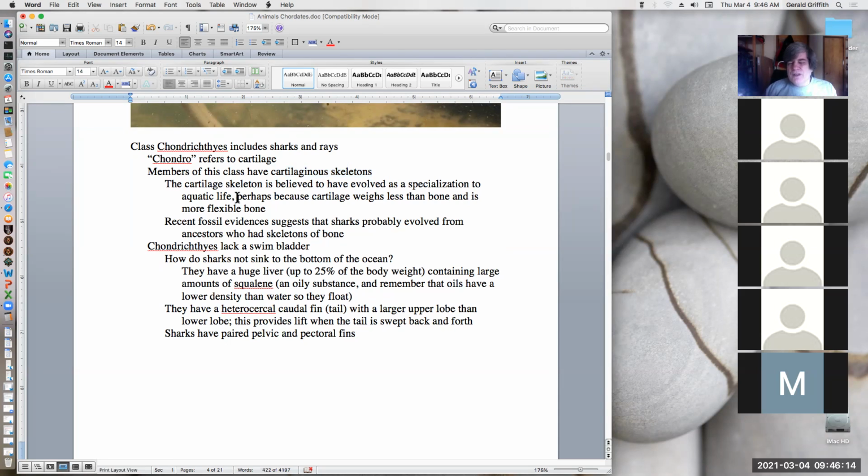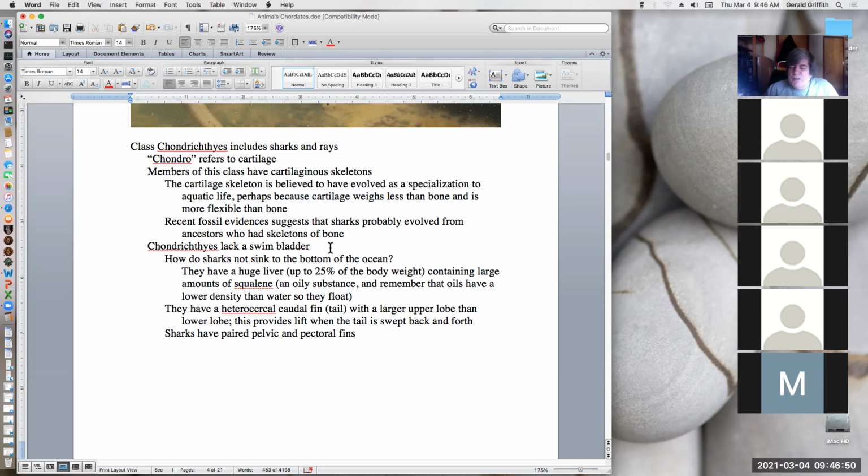Now we think the reason that this group evolved skeletons of cartilage is because cartilage weighs less, which helps them stay afloat in the water, and it's more flexible than bone. One of the reasons that weight is important is because chondrichthyes, like sharks and rays, don't have something called a swim bladder. Now, we'll talk about a swim bladder later when we talk about osteichthyes.